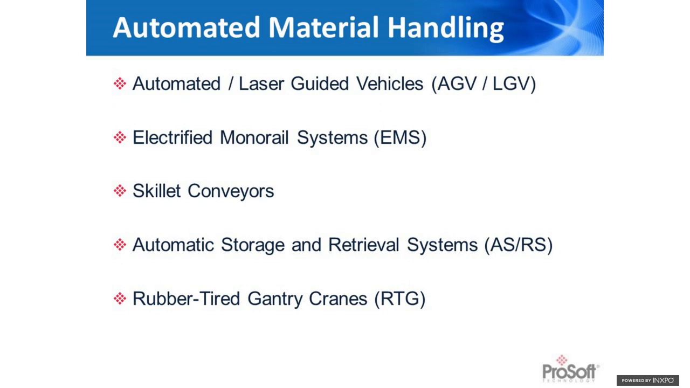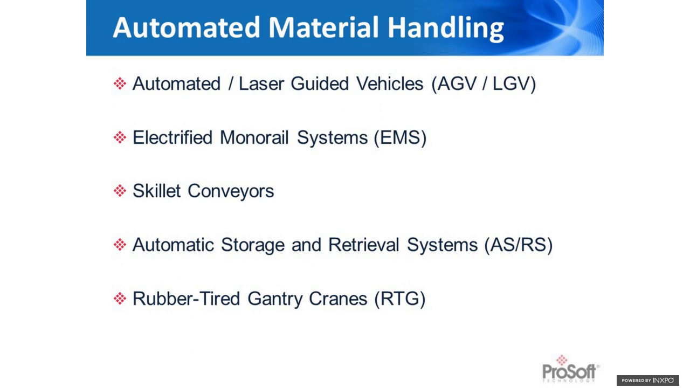Some of the other systems that really apply in this case are things like Electrified Monorail systems, or EMS. EMS systems are pretty common in automotive and some other manufacturing areas. Skillet conveyors are something that's used a lot in automotive manufacturing, another kind of automated material handling system. Automatic storage retrieval systems, very common in automated warehousing. So I'll talk a little bit about those systems.